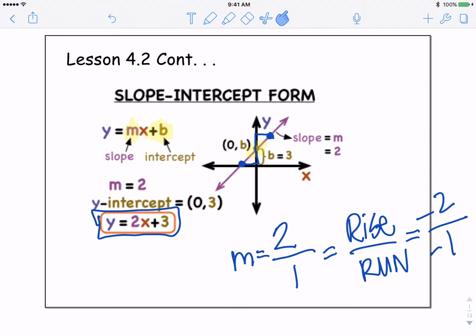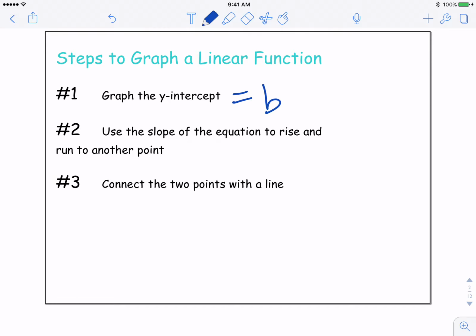Today we're going to talk about using that equation and drawing the line. So for our first example, we start with steps to graph a linear function. The first thing we're going to do is graph the y-intercept. And remember, the y-intercept is the point where the line crosses the y-axis. The y-intercept is also our b value in that y equals mx plus b equation. Then we're going to use the slope of the equation to rise and run to another point on the line. And our last step is going to be to connect the points with a line.